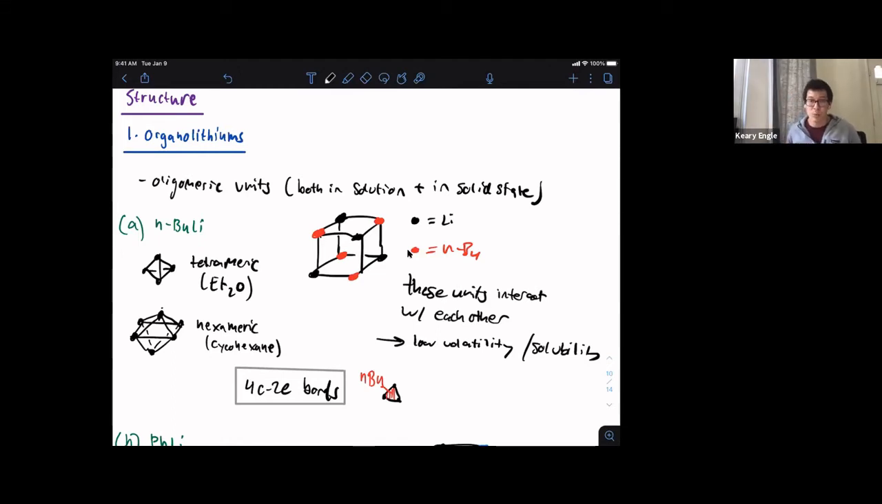And as you change to a less polar solvent medium, namely cyclohexane, you can drive the structure to being hexameric. And so a way to think about how this hexameric structure is formed is basically an additional lithium atom approaches one of the faces of the tetrahedron and increases the nuclearity of this core structure.